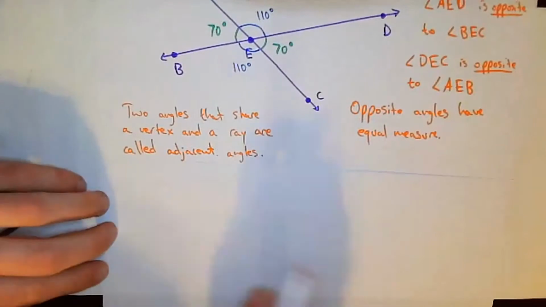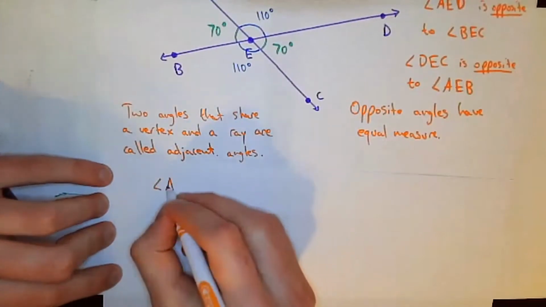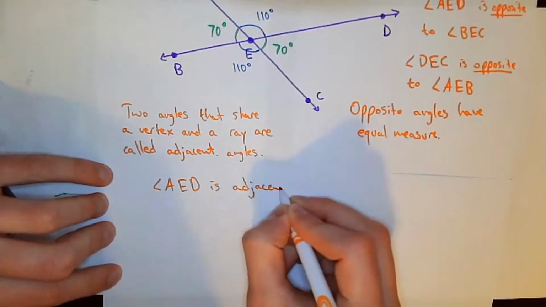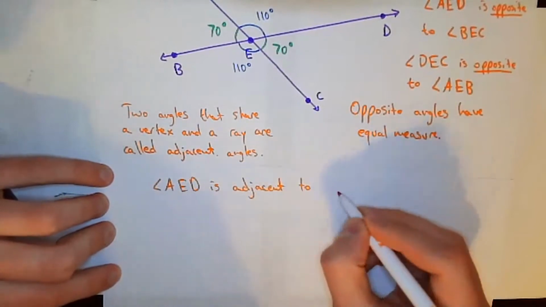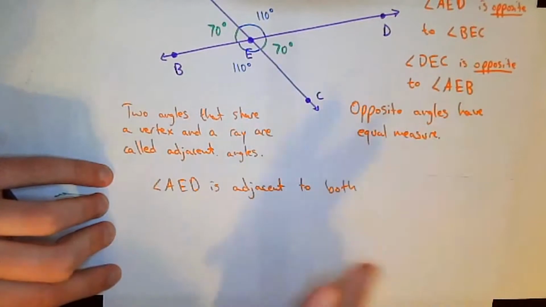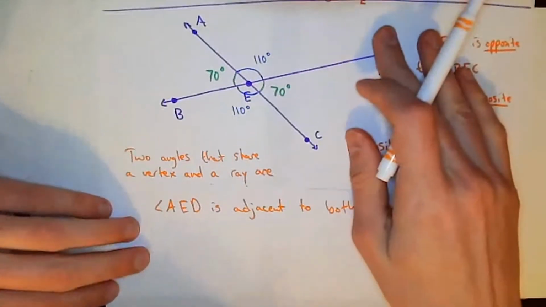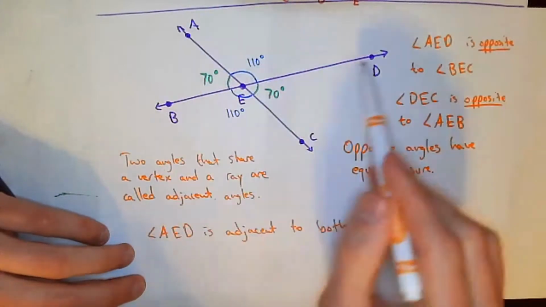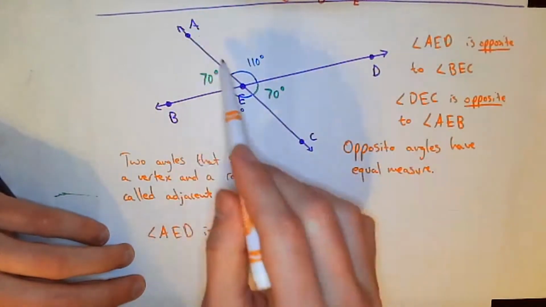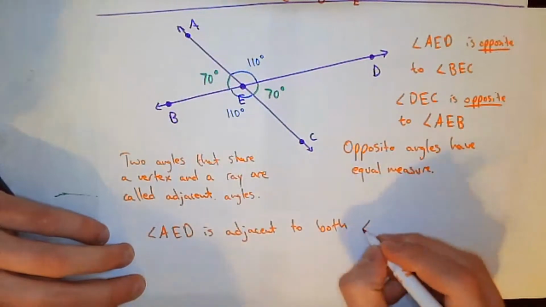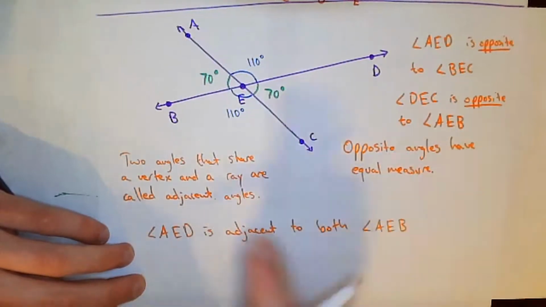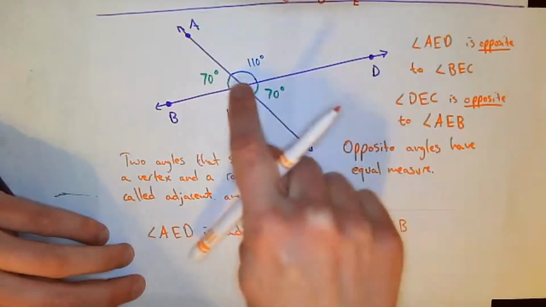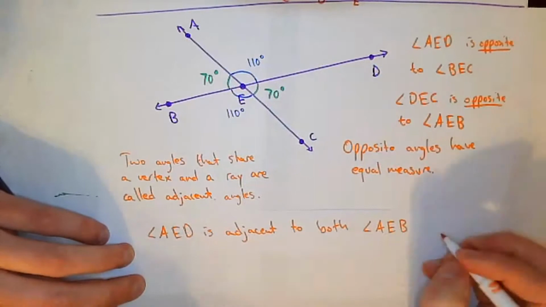So for example, angle AED, which angle is this adjacent to? It's adjacent to two of them. It's adjacent to both. Which angles is it next to? AEB, so this one. And it's also adjacent to this one, DEC.